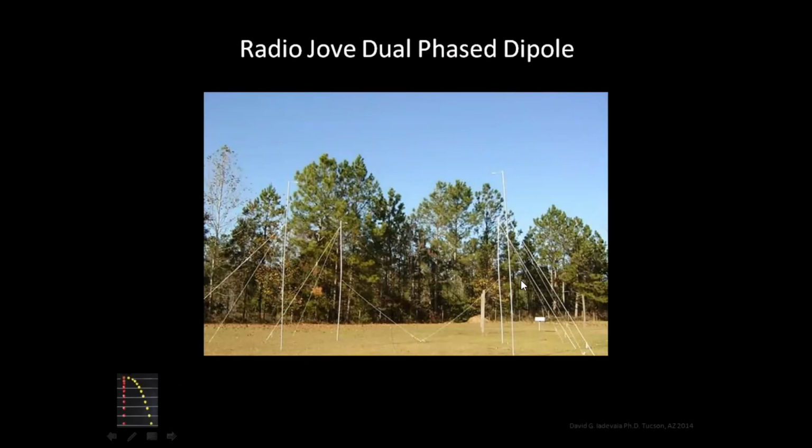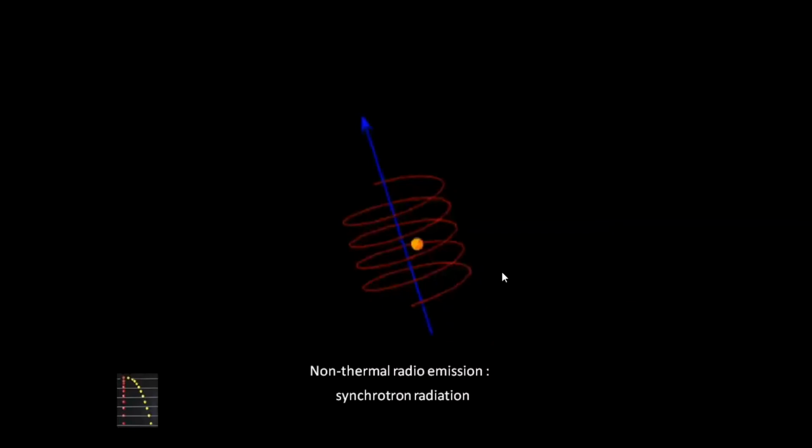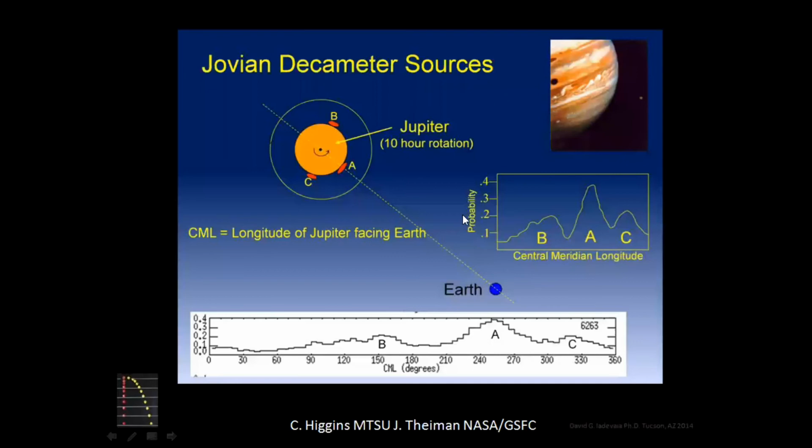And it's very impressive to look at, but doesn't make an awful lot of noise. And the emissions from Jupiter are due to non-thermal radiation, but they're not consistent. And the reason that we have them has to do with the rotation of Jupiter and the moon Io around Jupiter. So if we're looking at Jupiter from the Earth, when these regions marked A, B, and C are in our line of sight, and if Jupiter is doing anything, then you're going to receive a signal.